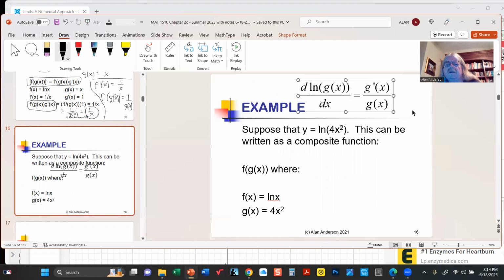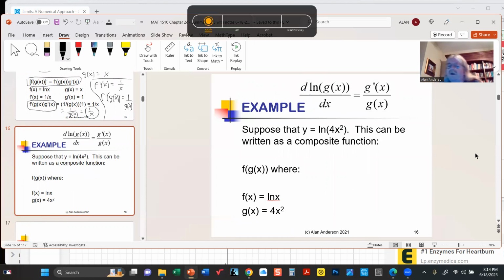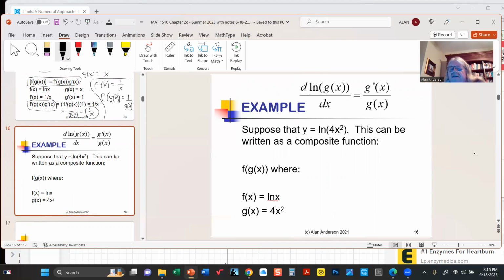Just a quick reminder. So again, you may wonder, where did this come from? All right, well, in this case, f of x is again log of x, but now this time g of x is 4x squared. So therefore, f prime of x is 1 over x. G prime of x is 8x to the first power, or just 8x. That is our power rule.